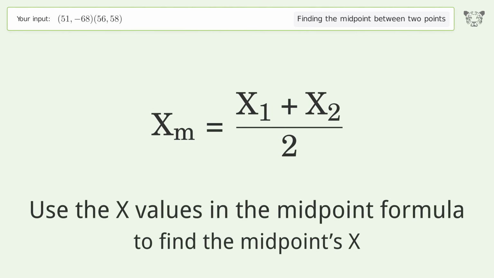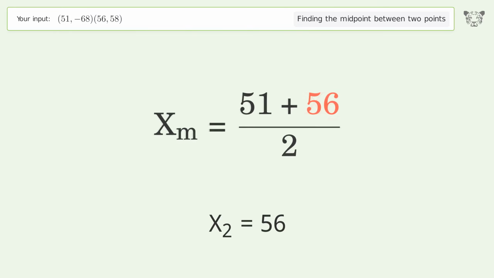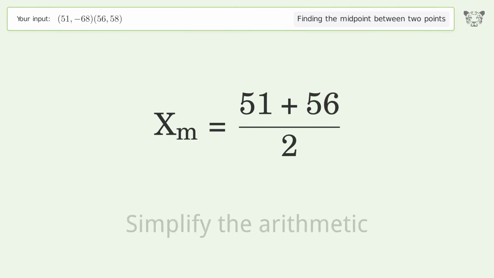Use the x values in the midpoint formula to find the midpoint's x. x1 equals 51. x2 equals 56. Simplify the arithmetic.